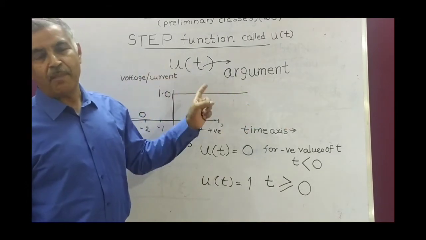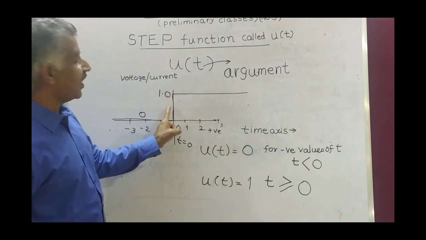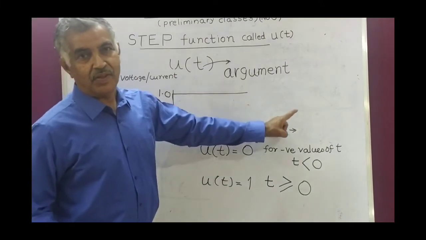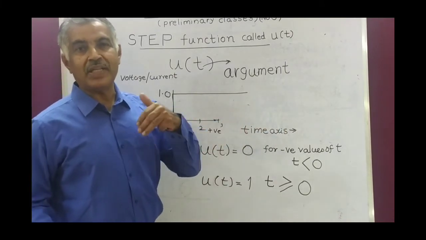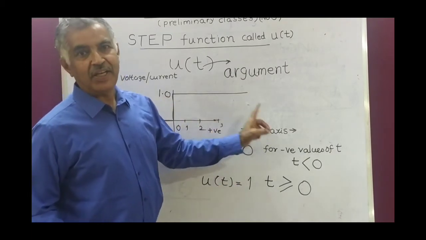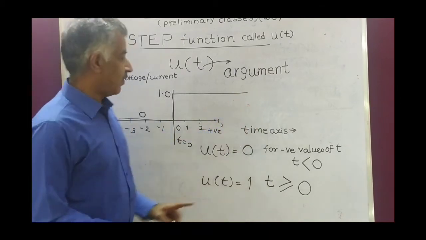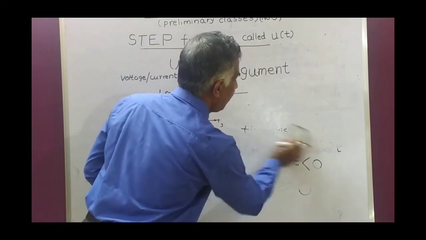What do you mean by postponement? This is a sudden change in the step. You can delay this. Postponement means delaying. The stepping can be delayed. It is called a shifted step function. Now this is the step function. You can also have a step function like this.